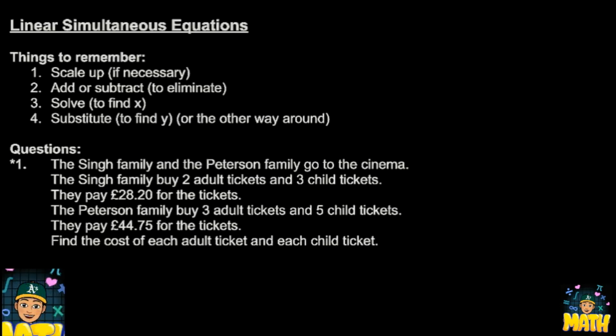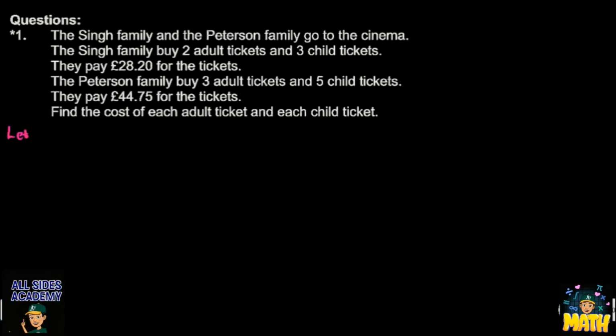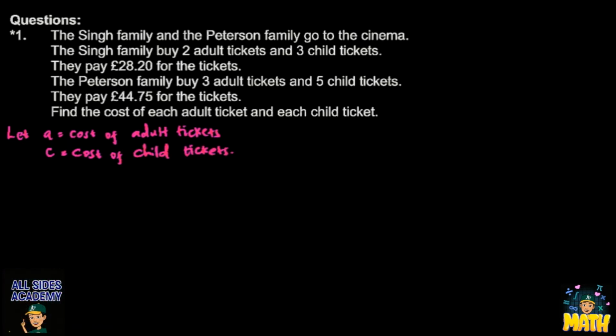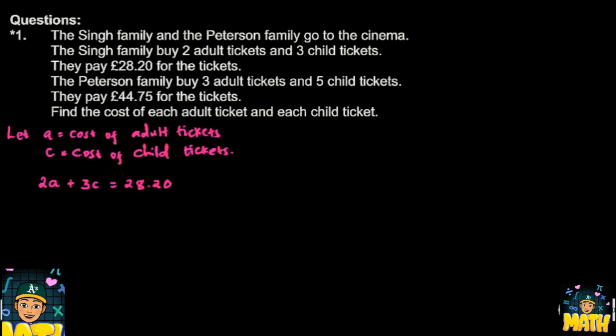So in this case, we do not know the cost of each of those tickets. So we are going to let letters to represent the cost of each of these tickets. So let A represent the cost of adult tickets, and let C represent the cost of child tickets. So you can choose any letter of your choice. So I'm going to rewrite the total cost for the first family. So if each ticket costs A and we have 2 of them, we're going to have 2A for the adults and 3C for the child, and the total is 28.20.